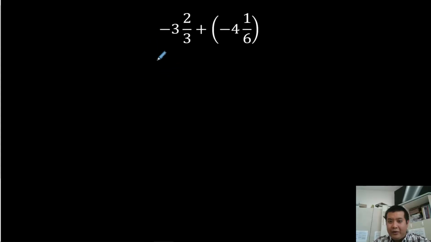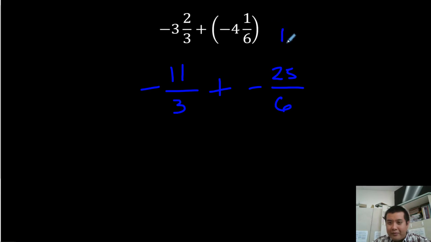So here we have negative 3 2/3 plus negative 4 1/6. So here, we're going to again make it an improper fraction. We get negative 11 over 3. Plus 4 times 6, negative 24, plus another negative 1, so that's negative 25 over 6.